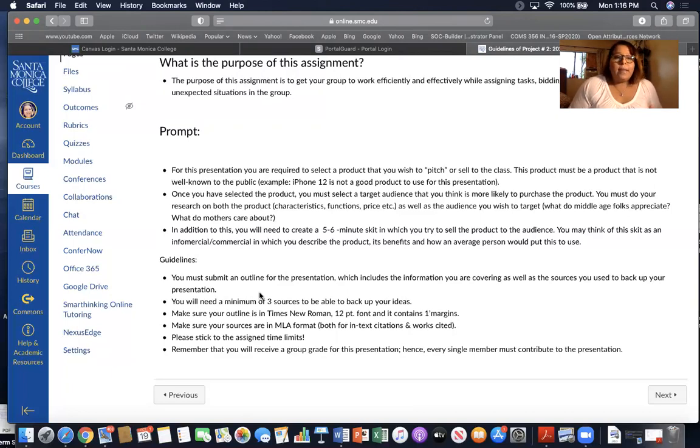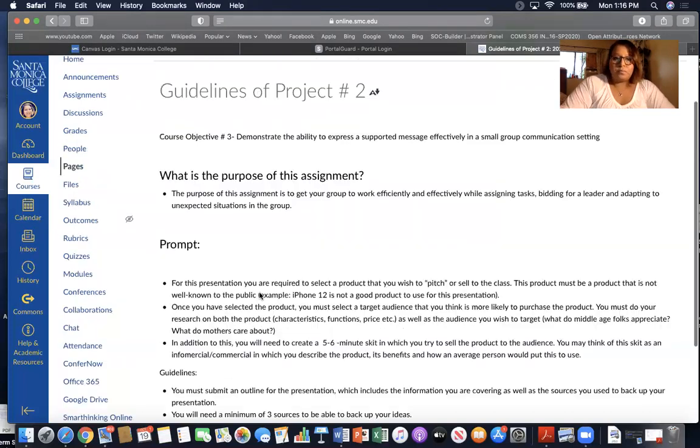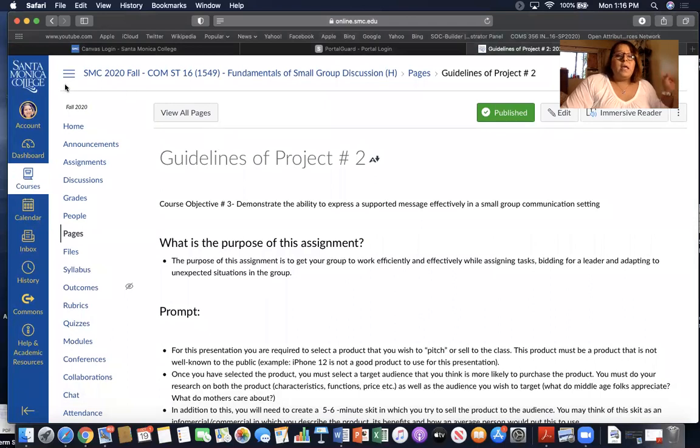Remember that just like last time, one person has to submit the outline and one person needs to submit the presentation. That's what is required. So really quickly, going over the rubrics, I'm just going to go over the rubric of the presentation because the rubric of the outline is similar to the one that we did last time. Very similar. The only thing that changes is the use of sources.